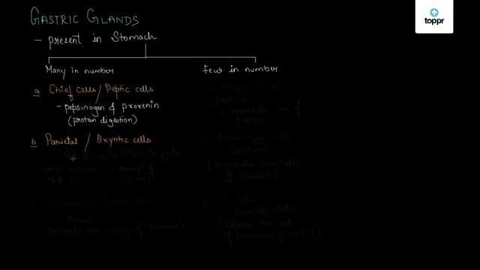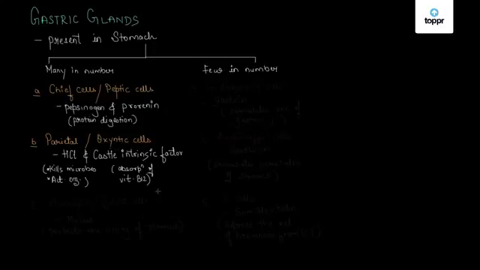Next, if we see, these are the parietal or the oxyntic cells. The parietal or oxyntic cells secrete HCl and the Castle's intrinsic factor. Now you must be wondering what is the use of HCl in our stomach? Well, the HCl kills the microbes, and it also activates some enzymes like pepsinogen and prorenin. So the pepsinogen is an inactive enzyme, and with the help of HCl, it can be activated to turn into pepsin. Next, the Castle's intrinsic factor is responsible for the absorption of vitamin B12.